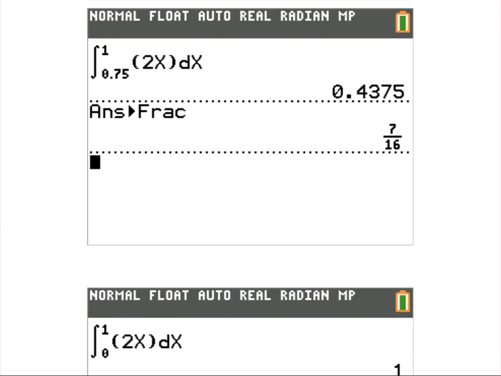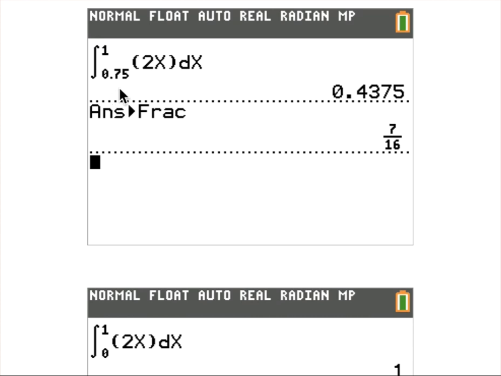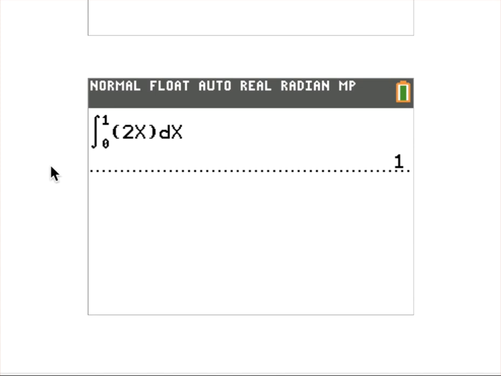Okay, now we also want the probability that x is strictly greater than 3/4. Because the sample space of x is the unit interval from 0 to 1, x is strictly greater than 3/4 if and only if it's greater than 3/4 but less than 1. We can find that probability by integrating the PDF 2x from 3/4 up to 1, and we get 0.4375 or 7/16.